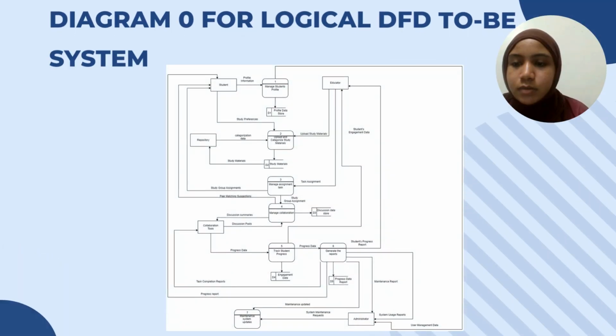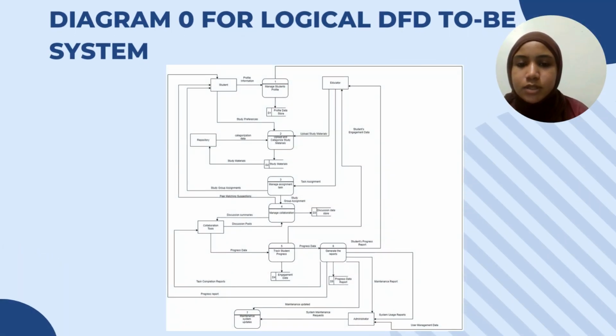So this is a diagram of a logical DFD of the system. This diagram illustrates the workflow of student management and study collaboration. So we have 5 entities and 7 processes. Students and educators manage profiles and upload the study materials. These materials are stored in the repository and categorized. The study group assignments are managed and the students collaborate using the collaboration tools. The student progress is tracked and the reports are generated. And also the administrator oversees the system maintenance and usage.